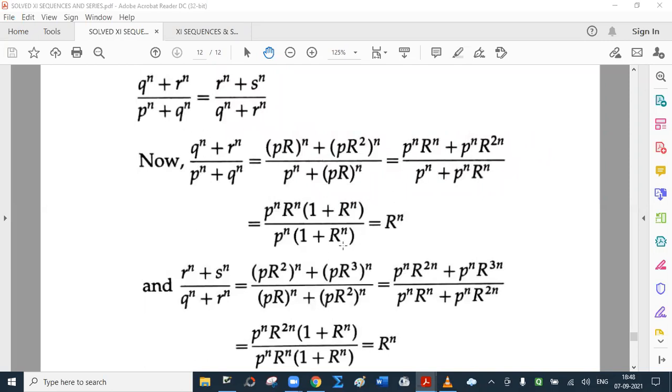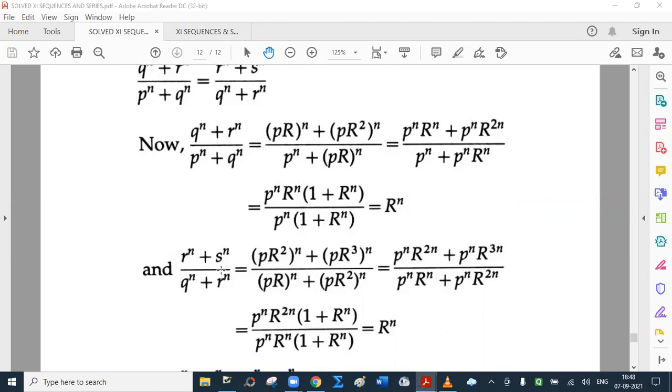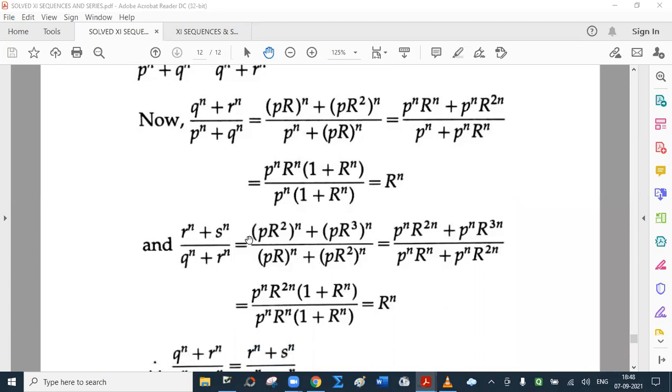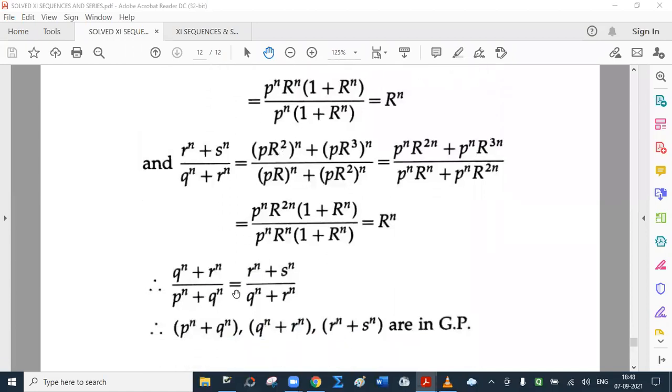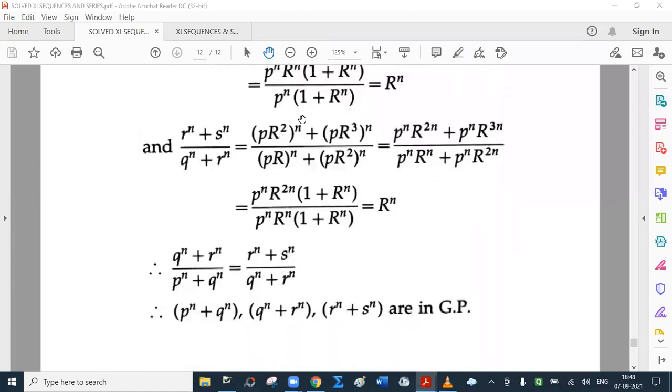You will notice that on simplification, what remains is R raised to n, because from the numerator p raised to n, R raised to n can be taken common, and from the denominator p raised to n. This gets cancelled, and what remains is R raised to n. Now r raised to n plus s raised to n upon q raised to n plus r raised to n. Same logic: you get R raised to n here also. Right hand sides are equal, so left hand sides must be the same. This means that these three terms are in geometric progression.